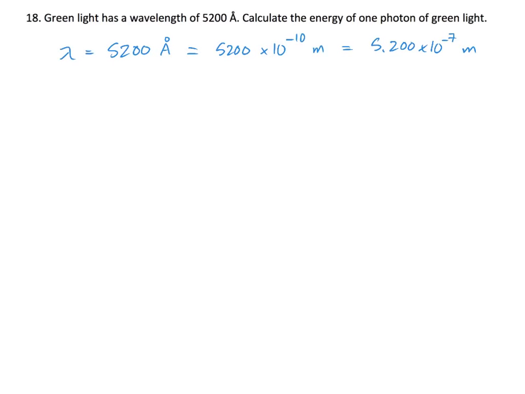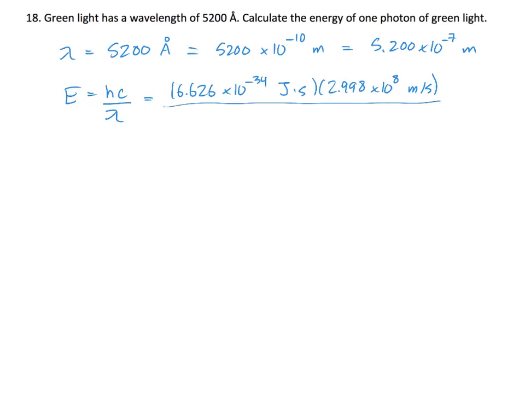And we're going to stick this into our equation, which is energy is equal to Planck's constant times the speed of light over the wavelength, which is 6.626 times 10 to the minus 34 joule seconds times the speed of light, which is 2.998 times 10 to the 8 meters per second. And that all gets divided by the wavelength, which is in meters. It's got to match our units above. 5.200 times 10 to the minus 7 meters.